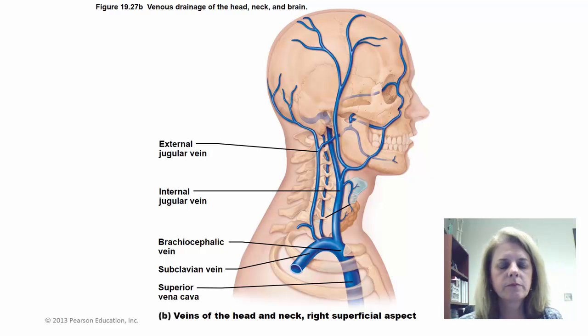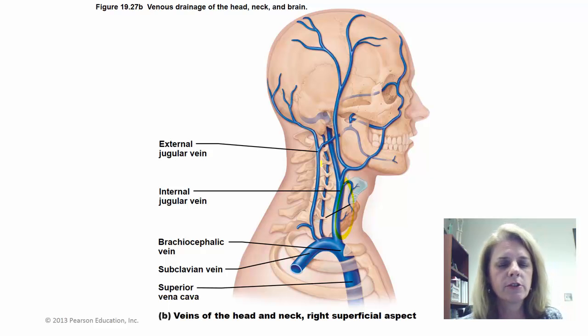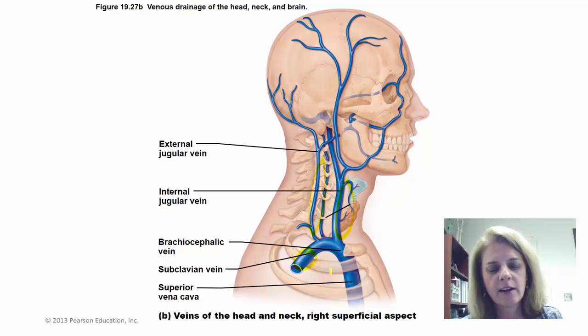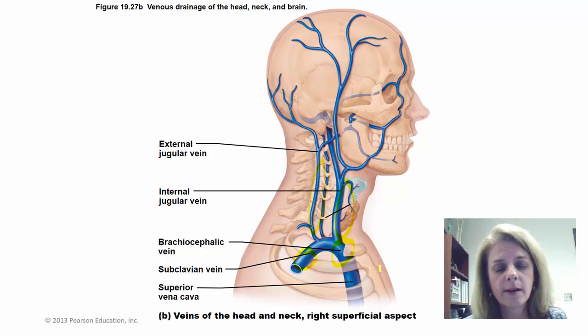All right, blood's coming back from the head. Blood's going to come down the jugular, right jugular, internal jugular, the external jugular. Blood's going to come back from the arm through the subclavian vein. The jugulars and subclavians are going to form the brachiocephalic vein, and that's going to join into the superior vena cava. So I think we've reviewed what you learned in the last video.